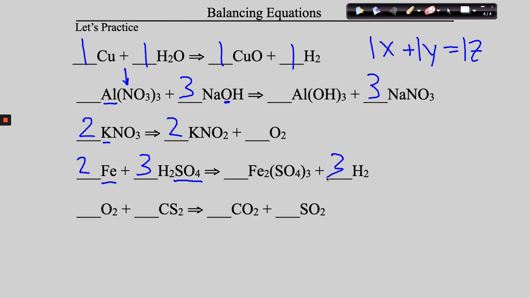So we've got 1 carbon, 1 carbon. What about sulfurs? 2 and 1. So we need a 2, and now we balance the oxygens. So we've got 2 on the left. How many do we have on the right? 6. We've got 2 here and 2 sets of 2 there for a 6. So we put a 3 in front of the O2 and we're done.